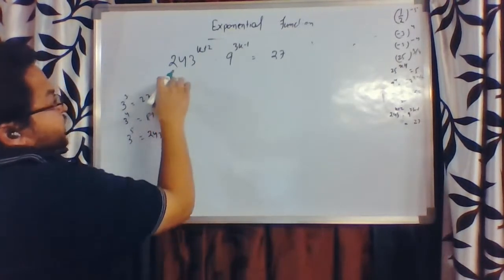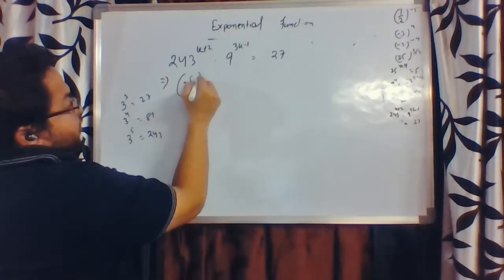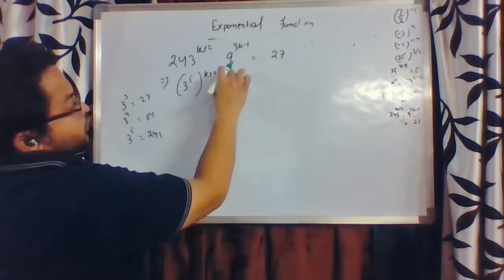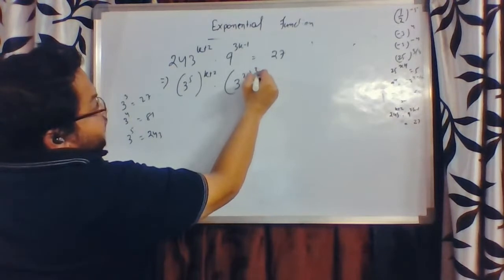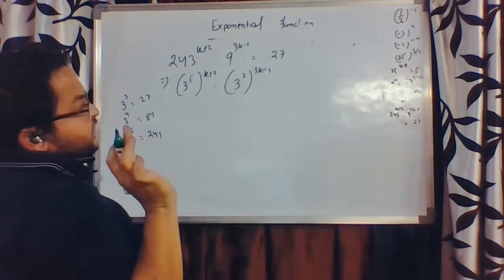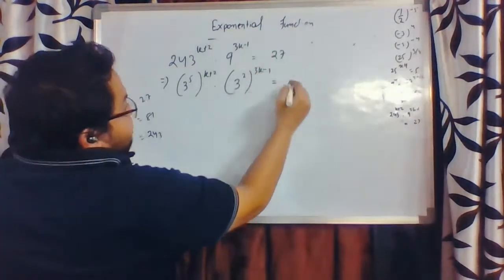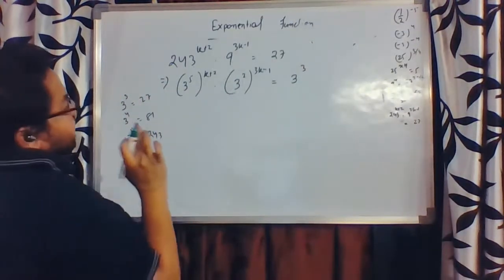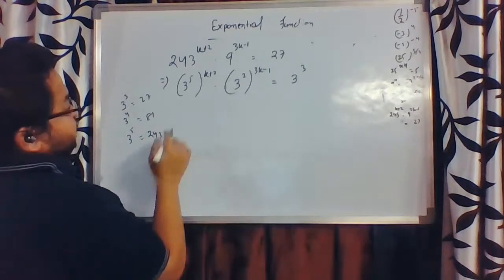So I'll rewrite it as 3 to the power 5 whole to the power k plus 2, into 9 can be rewritten as 3 to the power 2 whole to the power 3k minus 1. See, I'm just changing the base. I'm not disturbing the indices at all. Okay. Now, on the right hand side, 27 can be written as 3 to the power 3. Now, the first part is done. I just need to apply some more properties of indices, and I'll arrive at my solution.